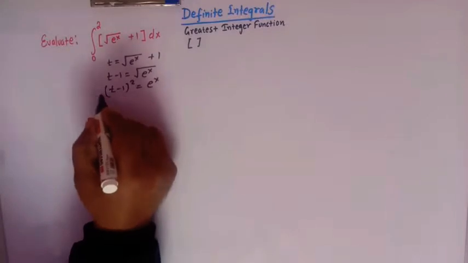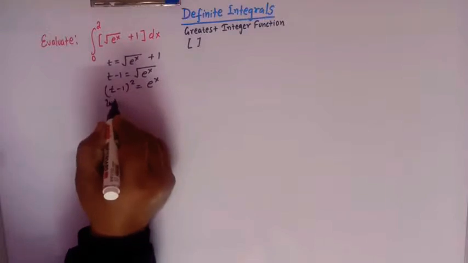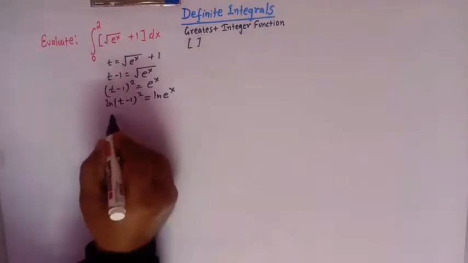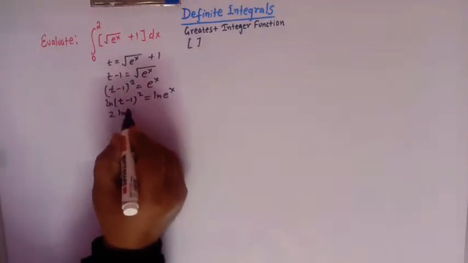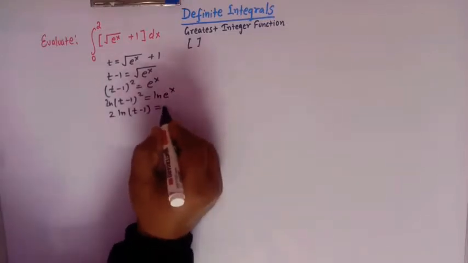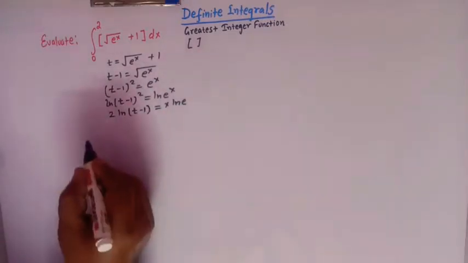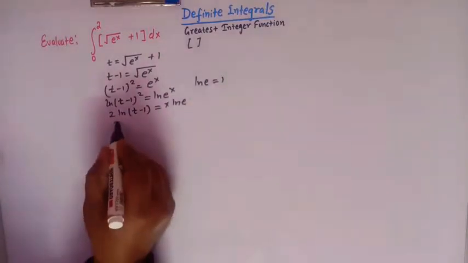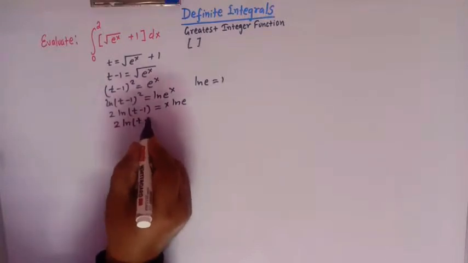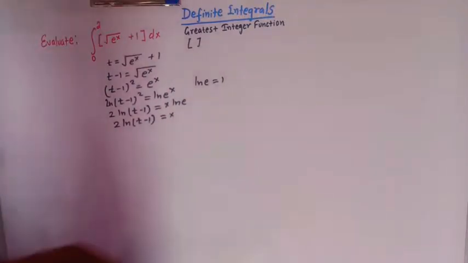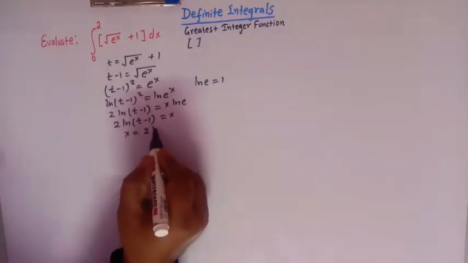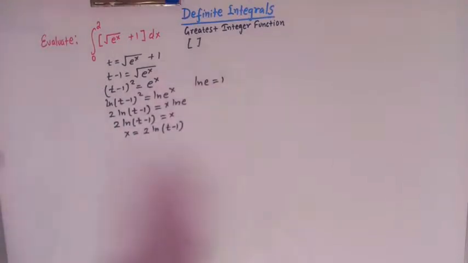Now if we take the natural log of both sides, we have log of (t minus 1) squared is equal to log of e raised to x, and here we have 2 log (t minus 1), and here we have x log e. We know that the natural log of e is 1, so we have 2 times log of (t minus 1) is equal to x. So x is 2 times natural log of (t minus 1).